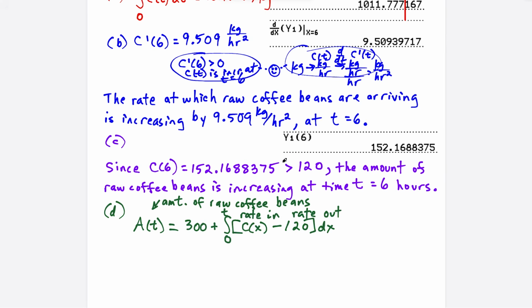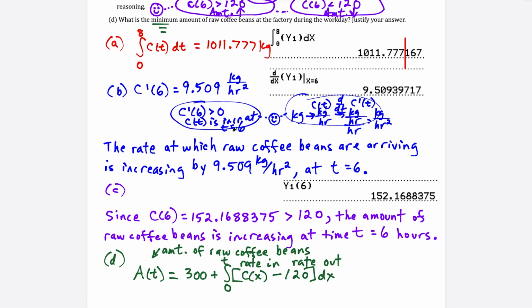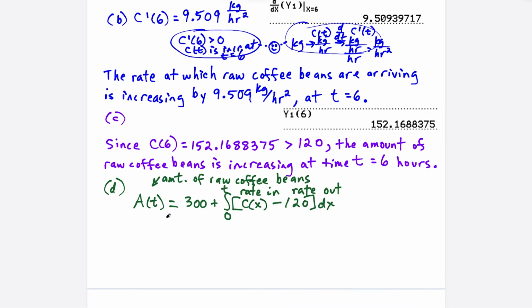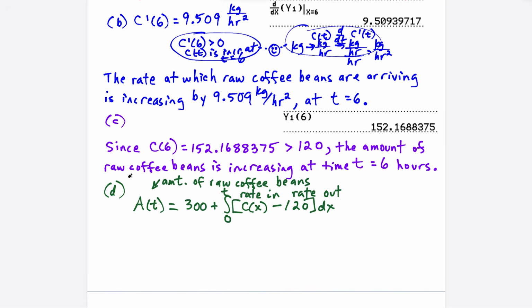But now if you think about it, what is our goal? Our goal is to find the minimum amount of raw coffee beans. So we are essentially finding the absolute minimum value of A of t. So now we could use the derivative concepts here. We're going to take the derivative of A of t, so we're going to find A prime of t.